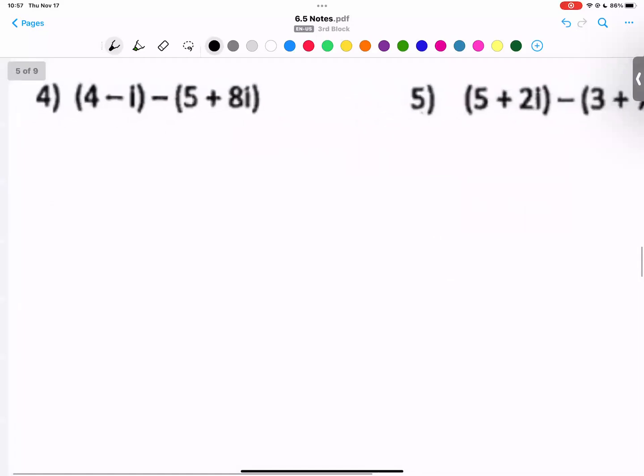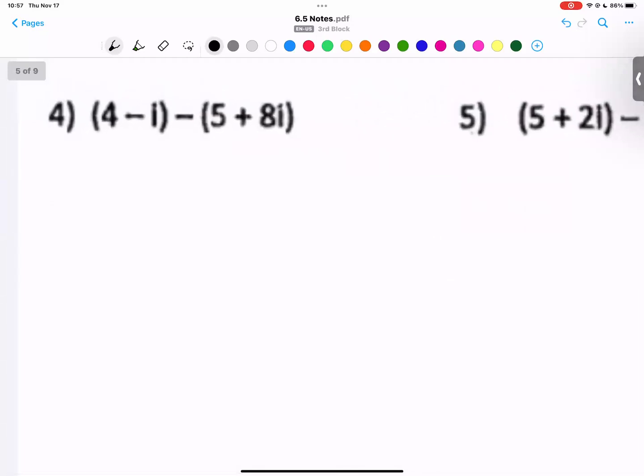All right, the next few have subtraction signs, so we've got to make sure we're subtracting instead of adding. We have to subtract both terms there, not just the first one. So we have our real part minus the other real part. So 4 minus 5, which gives us -1, and -i minus positive 8i. So remember, that's -1, put an invisible 1 there. So -1i minus 8i gives us -9i.